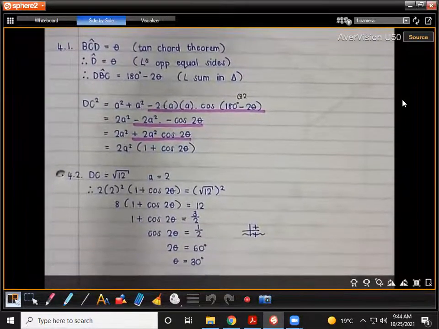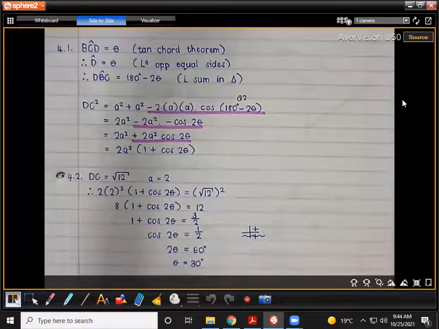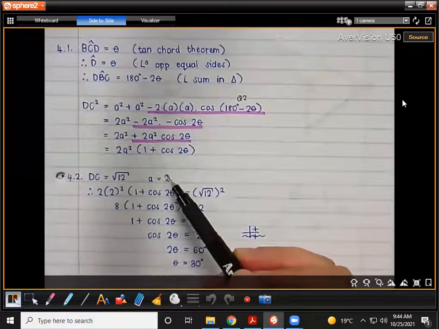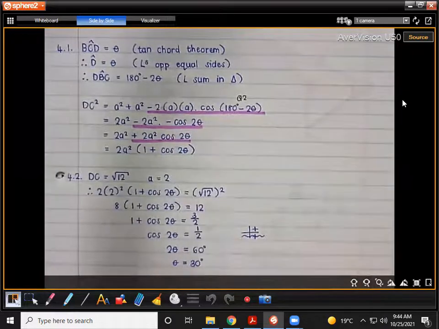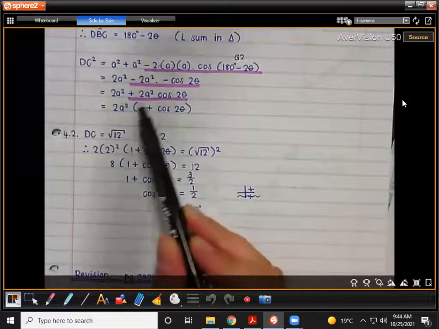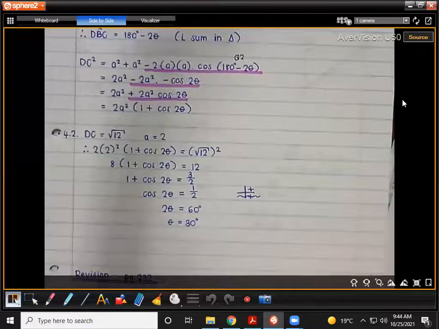Then for 4.2, it was a different type of question where they just said if DC is now root 12 and A is 2, show that theta is 30 degrees. All right, so here I just took the thing, and guys, this is also the other thing. Remember that it's the same as with your circle geometry. If they're asking you in 4.1 to prove something, but you can't prove that, then you have to use that thing in 4.2. So even in 4.1, if you didn't get to this, then in 4.2, you have to use what they gave you.